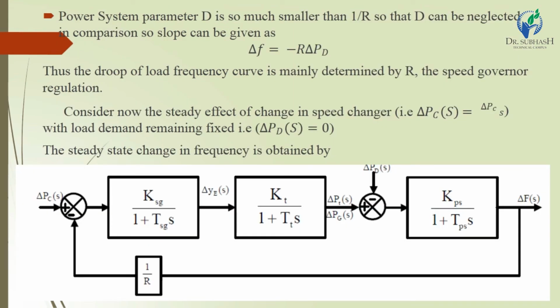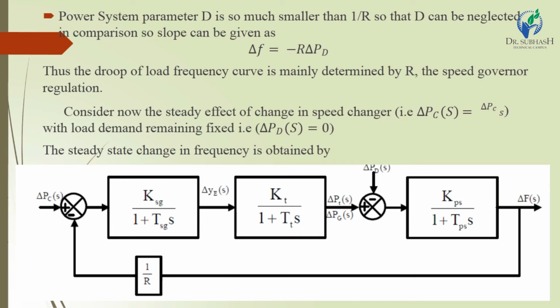Power system parameter D is so much smaller than 1 upon R that D can be neglected in the comparison. So the slope can be given as delta F is equal to minus R into delta PD. Thus the drop of the load frequency curve is mainly determined by R, the speed governor regulation.